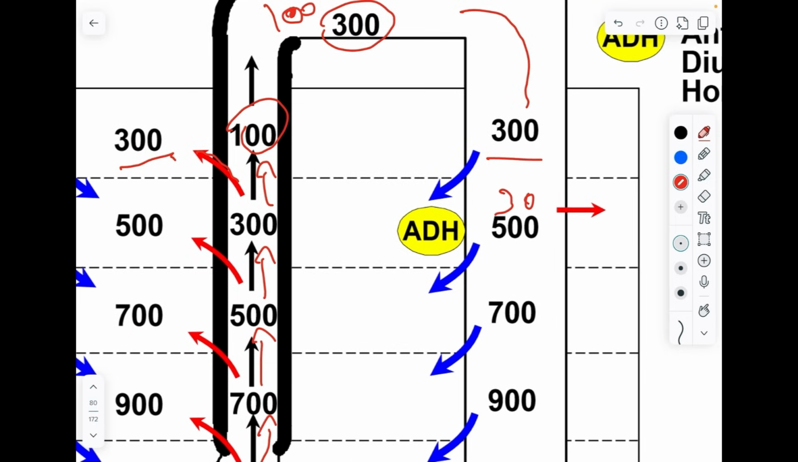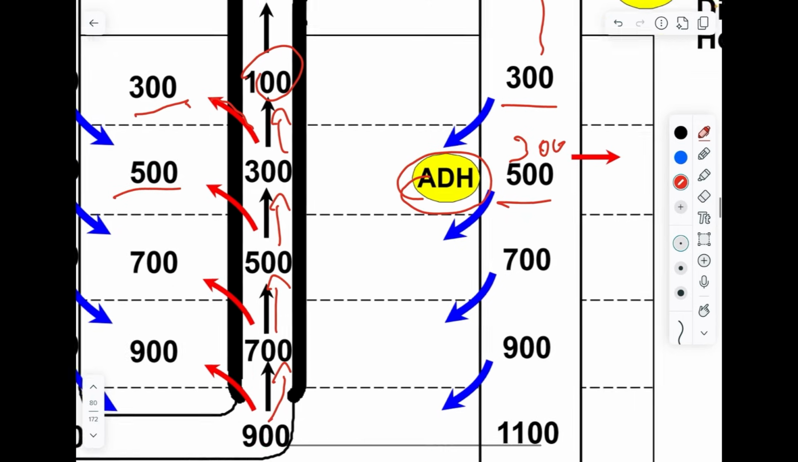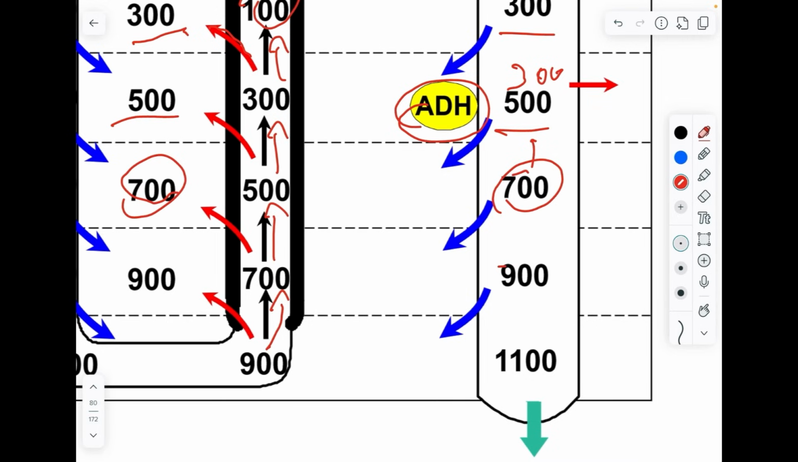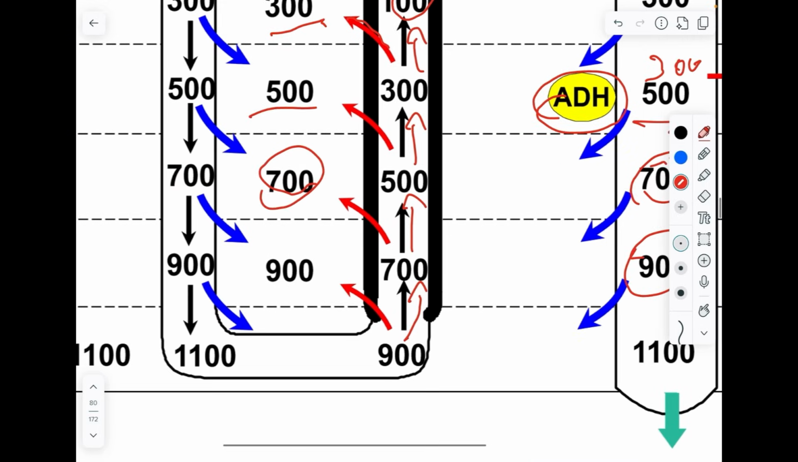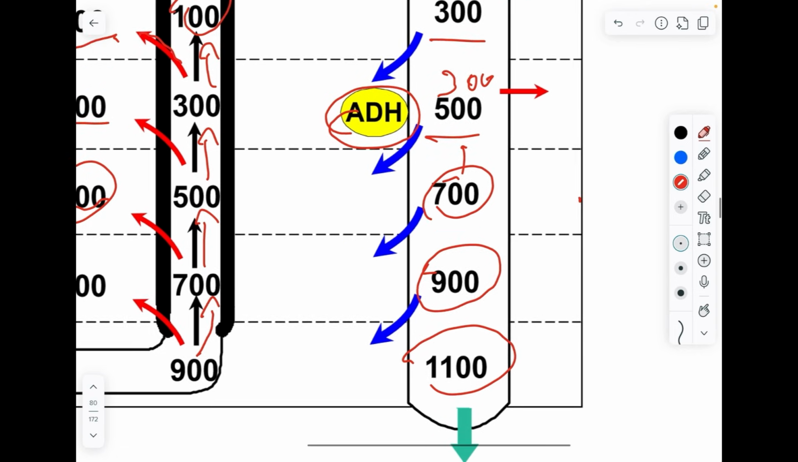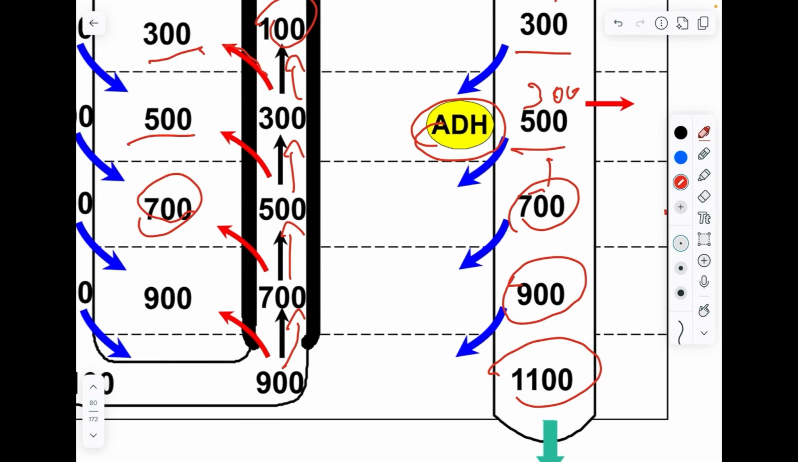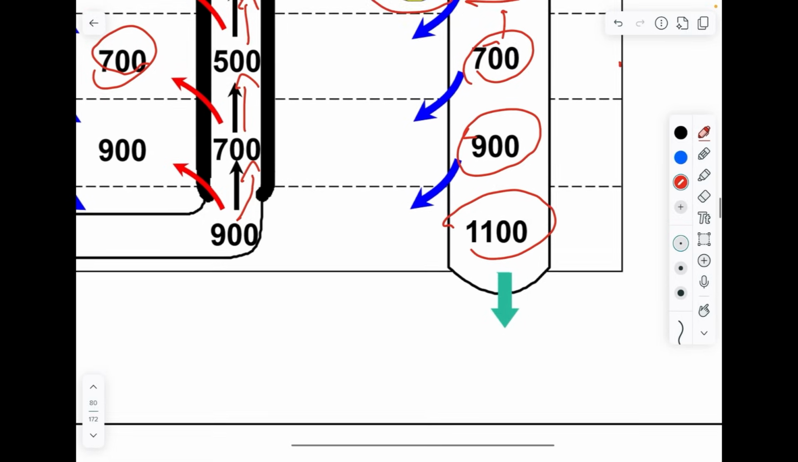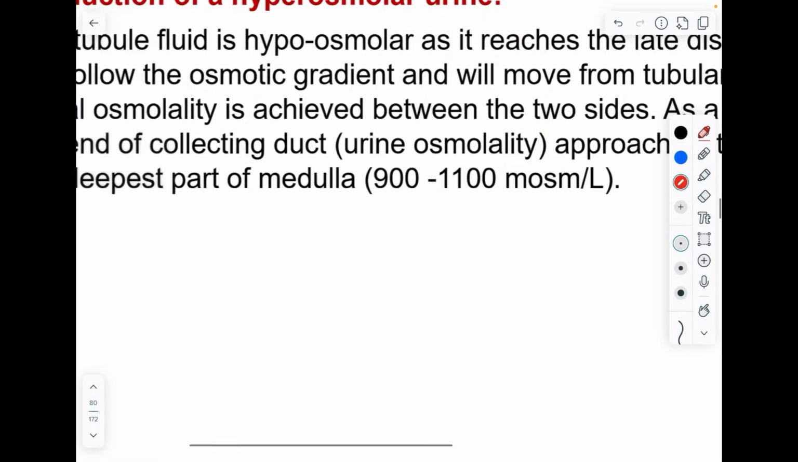Okay, this 300 reaches here and it finds the interstitium is 500. So it pumps water by the presence of ADH until it is 500. This 500 goes and it finds that it's 700 here. So it pumps until it is 700. 900, 900, 1100, 1100. So you see, by two things, having this hyperosmolar interstitium and having ADH, we were able to concentrate urine. I hope that makes sense.